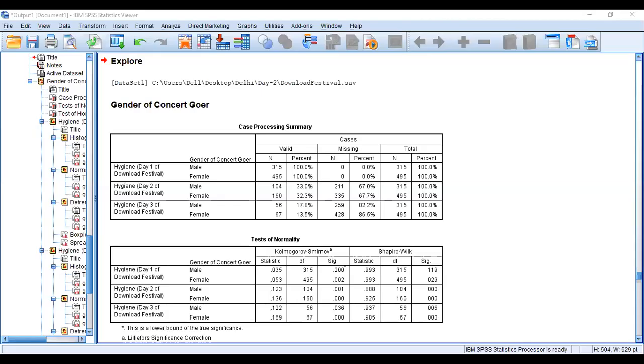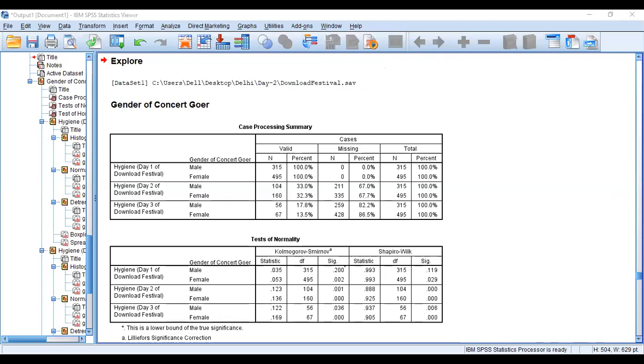Where is the output? I am finding the output. So, yes, this is my output. Now we can see the output of my data here.